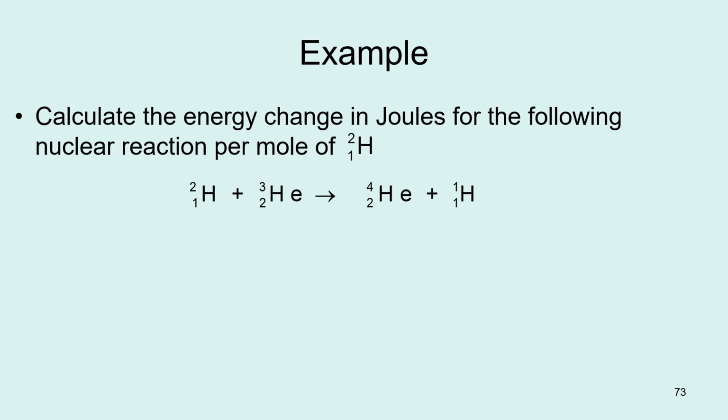All right, so just as an example, let's calculate the energy change in joules for the following nuclear reaction. In this reaction, we have deuterium, which is hydrogen with a neutron, and helium with only one neutron, so this is helium-3, which is a little bit light. We're basically transferring a neutron from hydrogen to helium. And so we have helium-4 and then hydrogen-1, which is normal hydrogen.